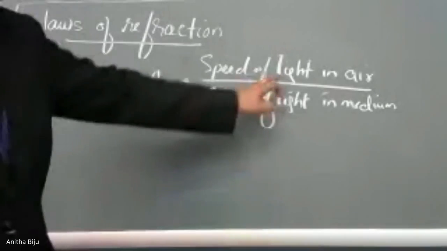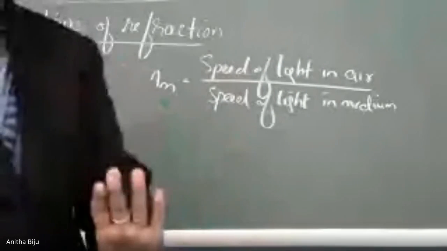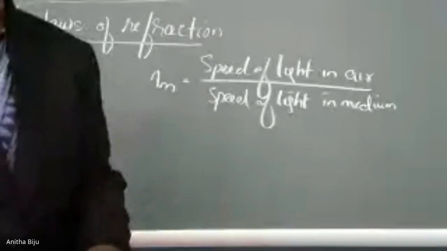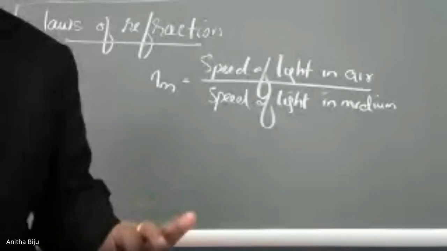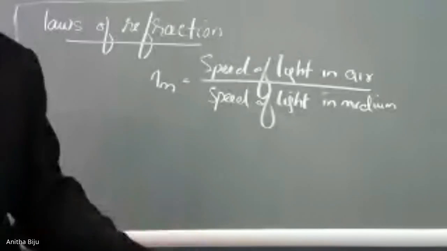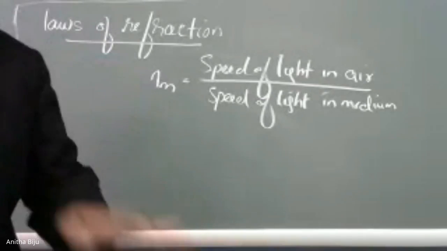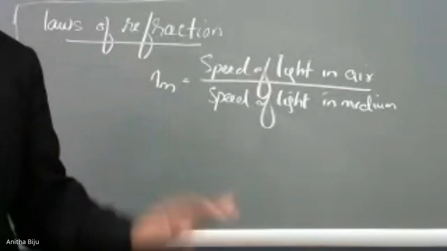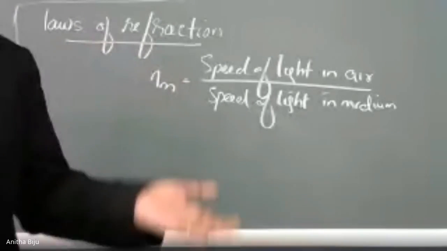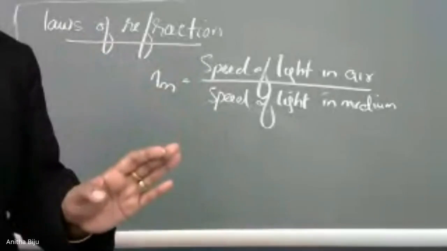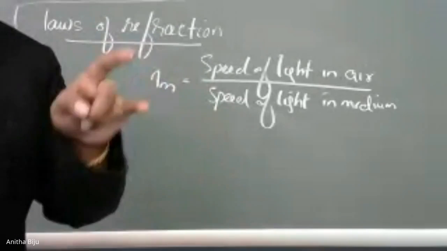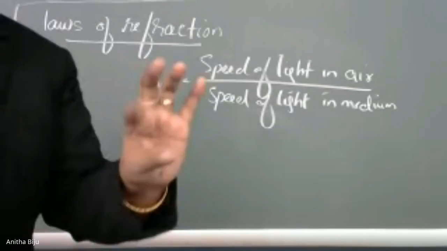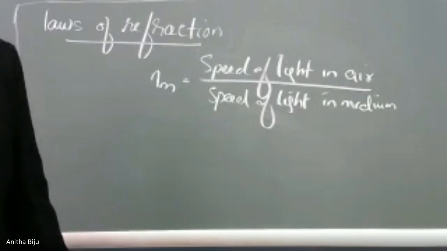But air and vacuum, the speed of light is almost the same, but we can't say it is exactly the same, because you know what the difference between vacuum and air is. Vacuum means nothing is there. Air has so many gases. Besides that, it contains water vapor and some other particles. It makes the speed of light less as compared to that in vacuum. So there is a slight difference in the speed of light in air.